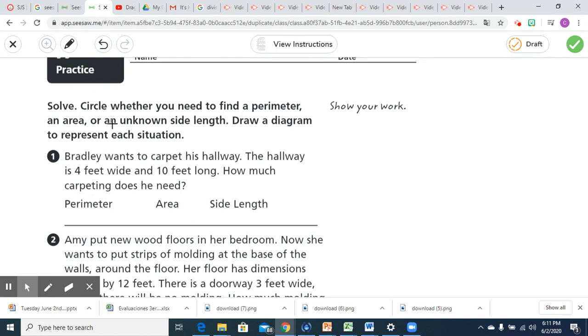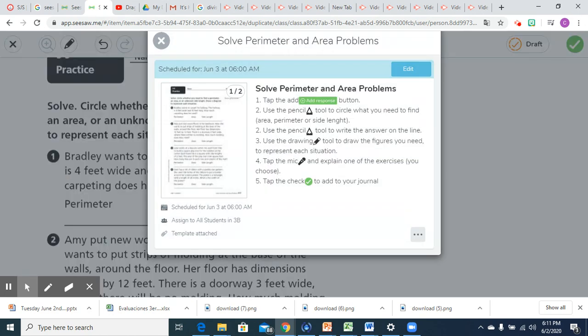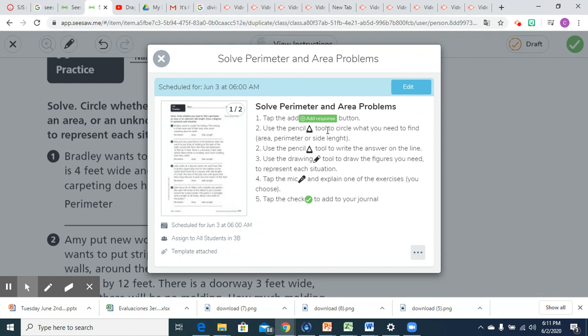So, let's read what it says here and let's view the instructions. The instructions are telling me that I need to use the pencil tool to circle what you need to find: area, perimeter, or side length. Use also the pencil tool to write the answer on the line. Use the drawing tool to draw the figures you need. And you may tap the microphone and explain one of the exercises, the one you choose. And then you tap the check mark to add it to your journal so that your teacher can receive it, okay? All right, so those are the instructions.